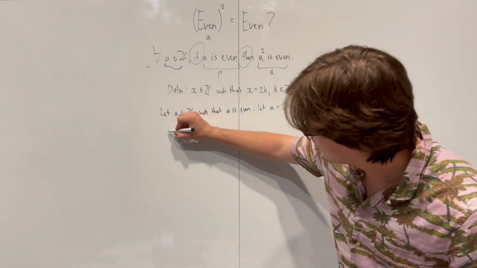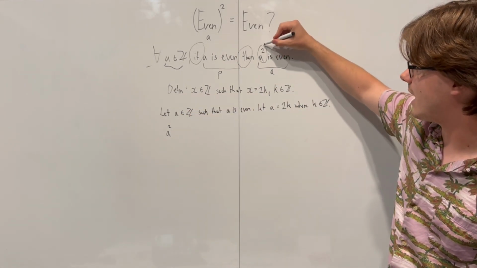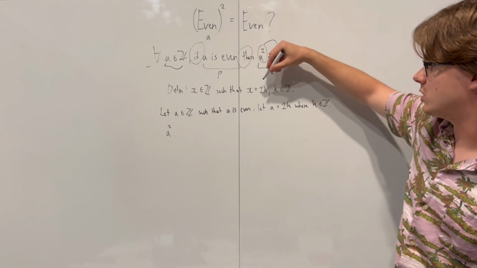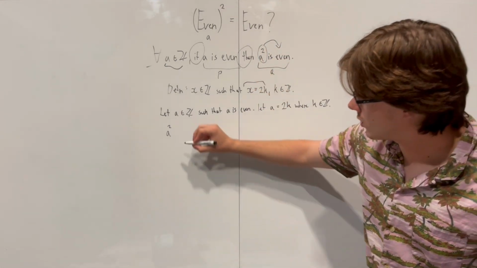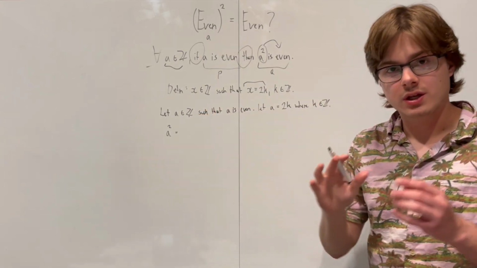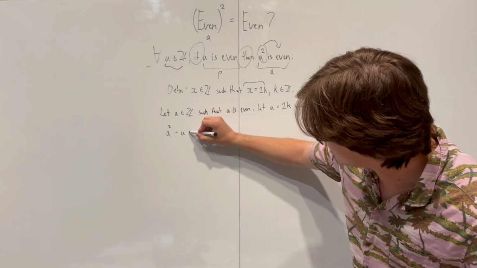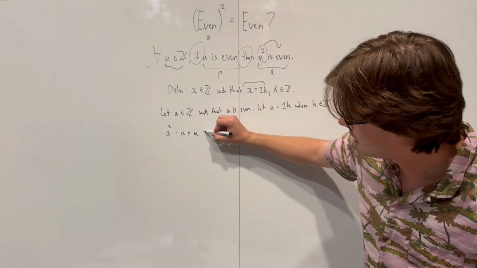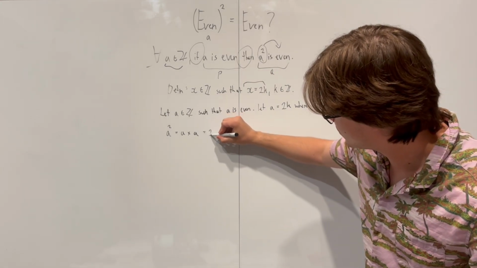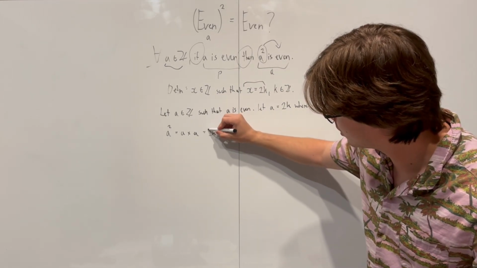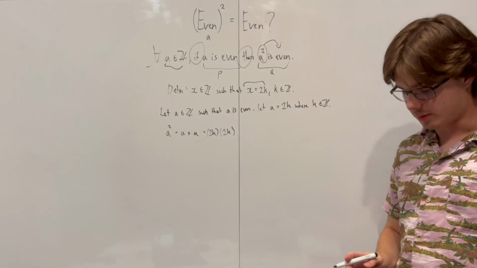So we can say a squared. We're going to try and show that when this is happening, we get something that's even, which means it has to be in the form of x is equal to 2k. So we start with a squared is equal to. We can unpack this. I'm going to be super explicit with my math here. So I'm going to say it's the same as a times a. Great. Which is going to be the same as, let's plug in our definition for a, open bracket 2k, close bracket, multiplied by open bracket 2k, close bracket.